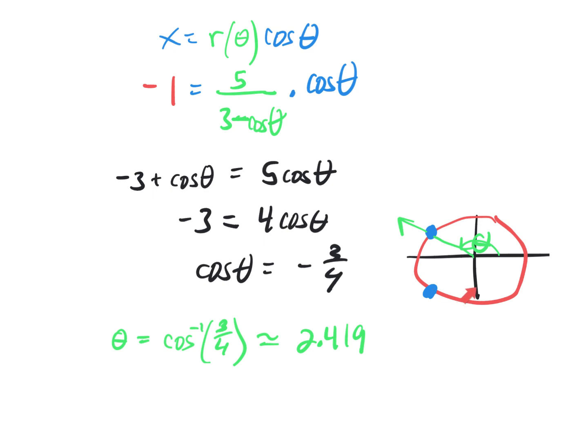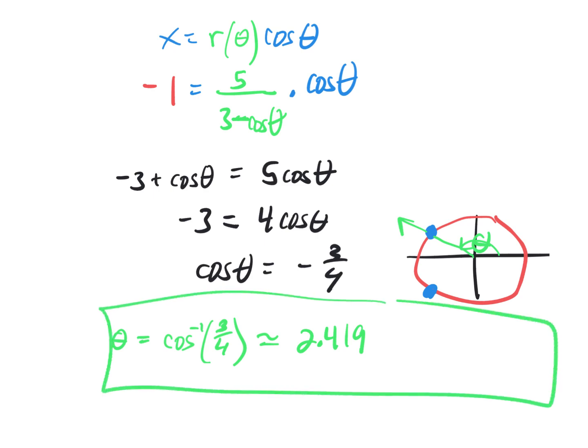And the problem just asked for what angle, so they didn't ask for which angles, so we'll just stick with that one. If we want another one, we could do a full revolution and then back up that much, which would be approximately 3.86 radians. And I guess that's it for number 105C.